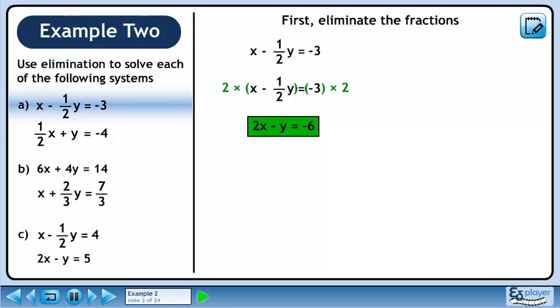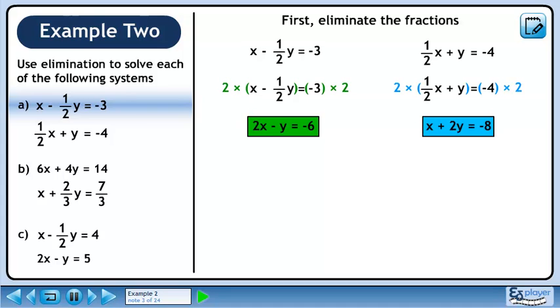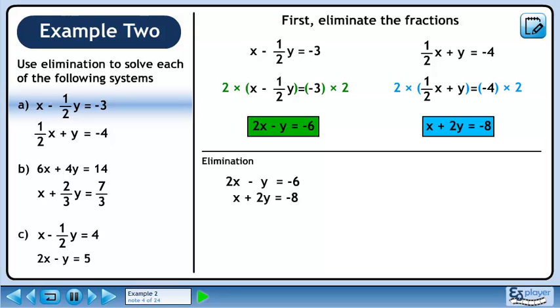Multiply the first equation by 2 and simplify to get 2x minus y equals minus 6. Multiply the second equation by 2 to get x plus 2y equals minus 8. We have now simplified the two equations. Let's solve this with elimination.